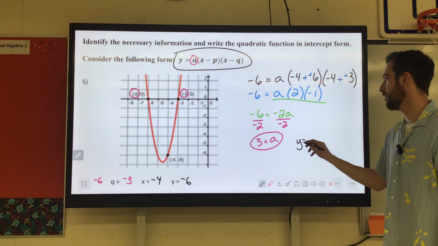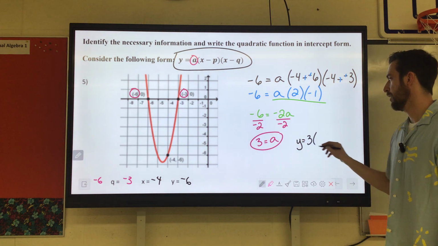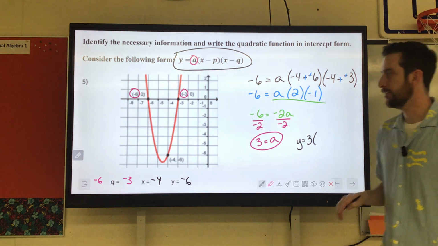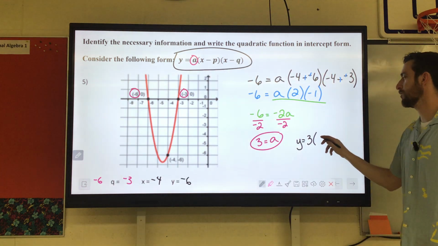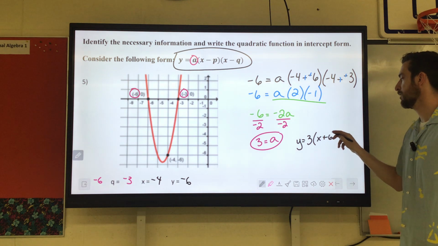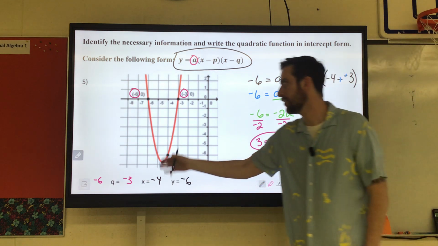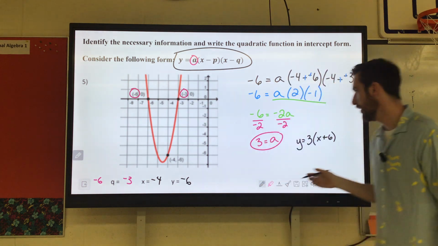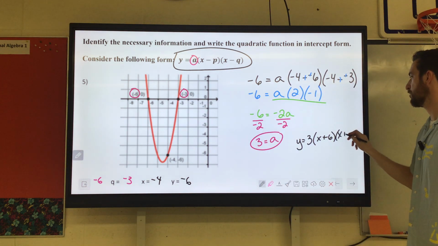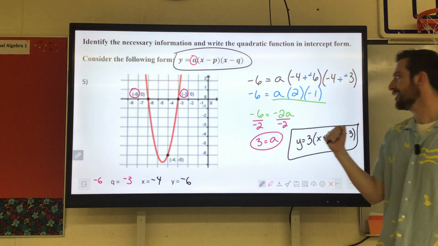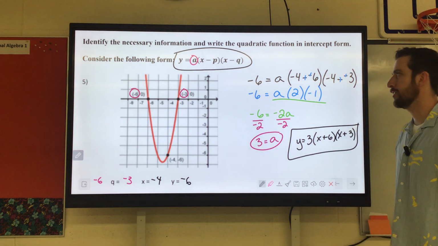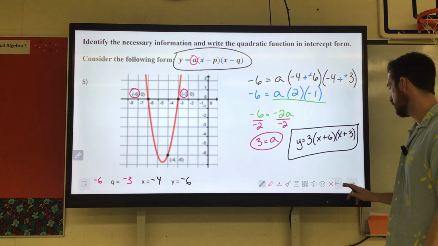So now we can use that information to write the general equation. y equals a, 3. And look, our p was -6, so it would say x minus -6. We're going to change it to x plus 6. Same thing with the q. The intercept was -3, so that's going to look like x plus 3. Look at us. We did it. Yeah. Let's try one more of those.